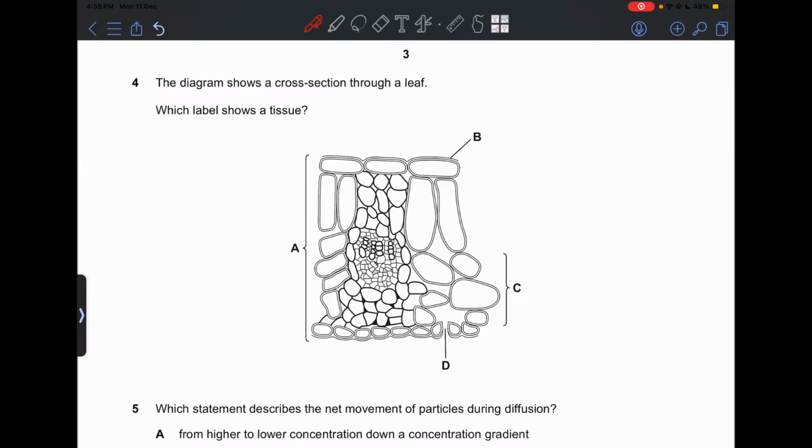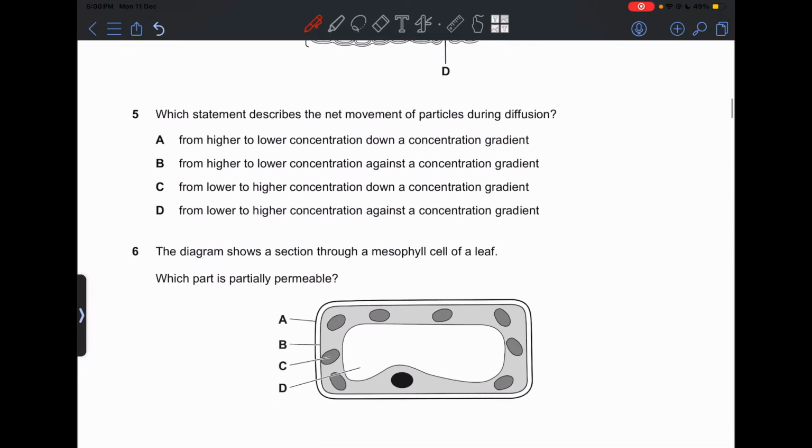Number 4, the diagram shows a cross-section through a leaf. Which label shows a tissue? So we know a tissue is a group of cells that are similar. So actually this shows that this is C. Over here we can see that they're all similar, they're all of the same type. So this is going to be our answer.